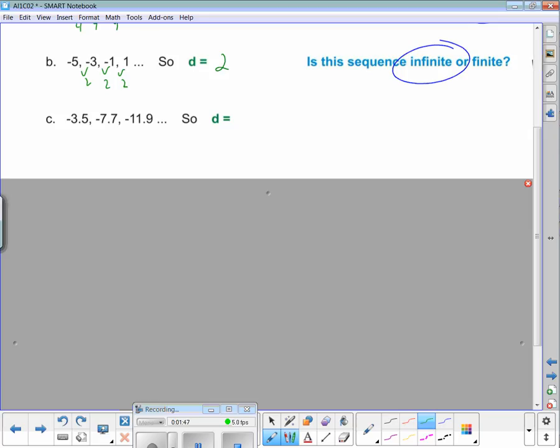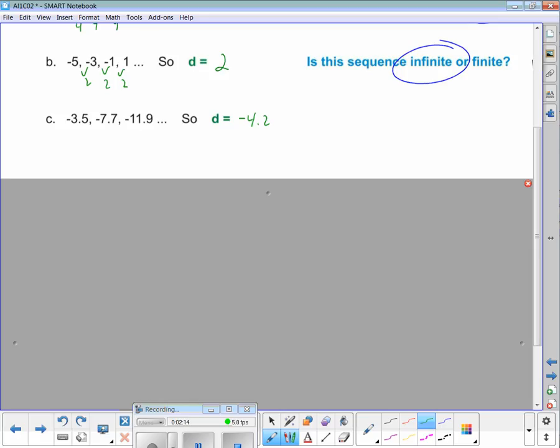Ethan says it is. And how many concur? All right. How many know what concur means? Yes, it means you agree. Concurrent lines intersect at a point means if they intersect, they have a point in common. If you concur, you're in common with them. Concurrence. All right, so D equals negative 4.2, and that is, again, an infinite sequence, right?